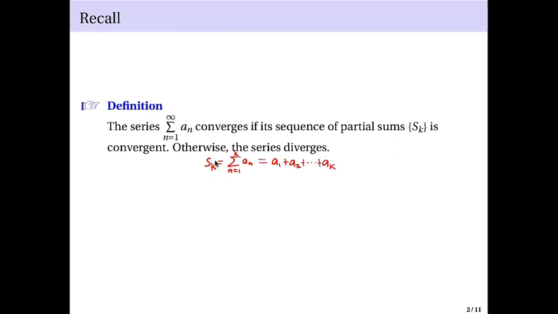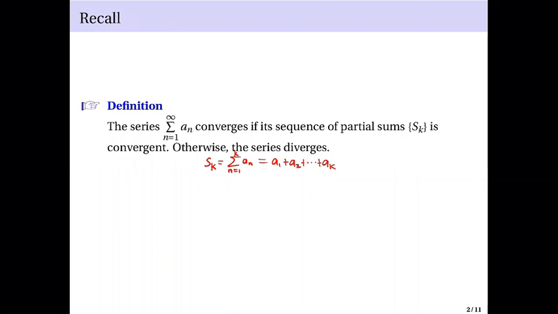So you collect all of these s_k, k from 1 to plus infinity, and then you look at the limit of s_k as k approaches infinity. If it is convergent, then the series summation n equals 1 up to plus infinity of a_n converges. Otherwise, if the limit of s_k as k approaches infinity diverges, then the corresponding series also diverges.